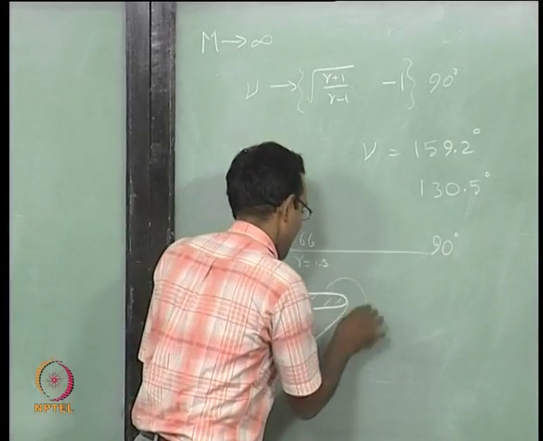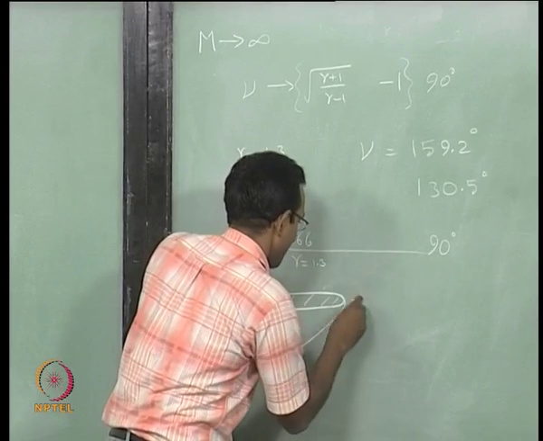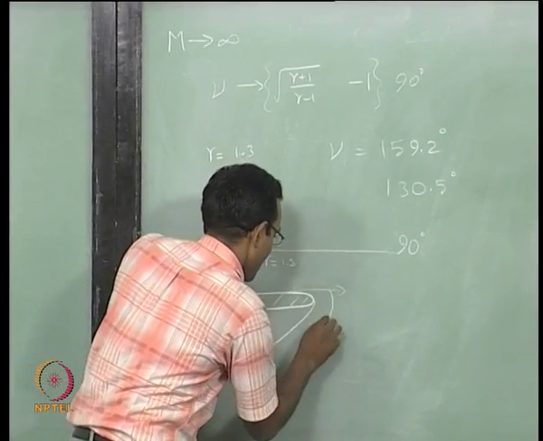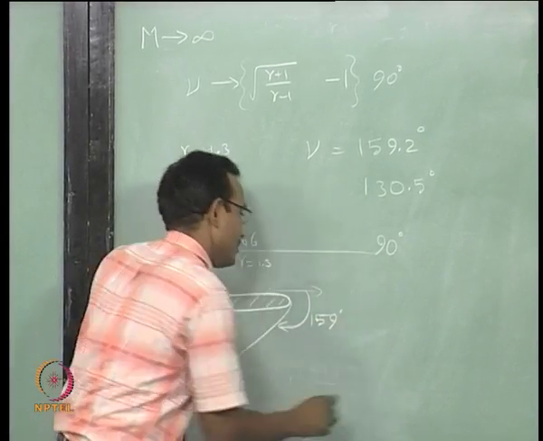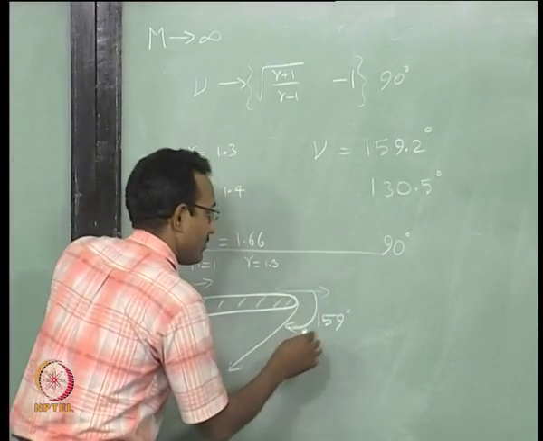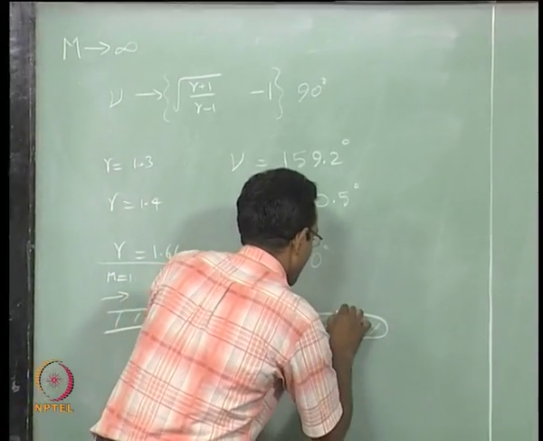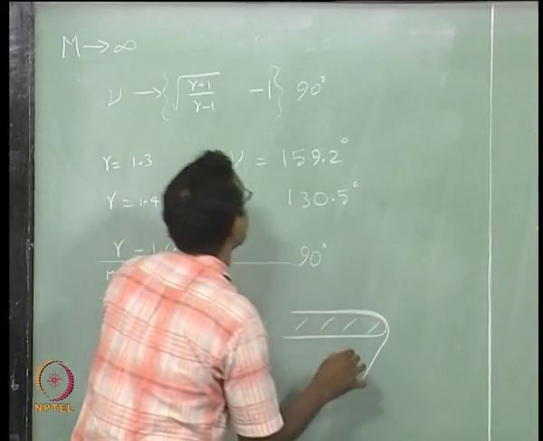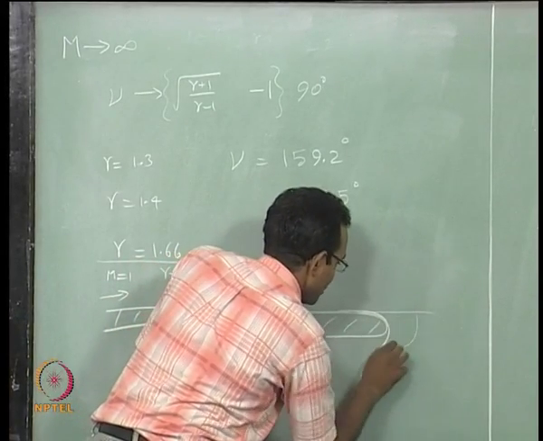Okay, this angle, not there, sorry. The angle is angle deflection for the streamline. So this is the streamline going to turn like this. This is your 159 degrees. This is what you will get. If I have the same thing for gamma equal to 1.4, I will draw another picture. Then this is going to go for 130 degrees. This deflection is 130 degrees.